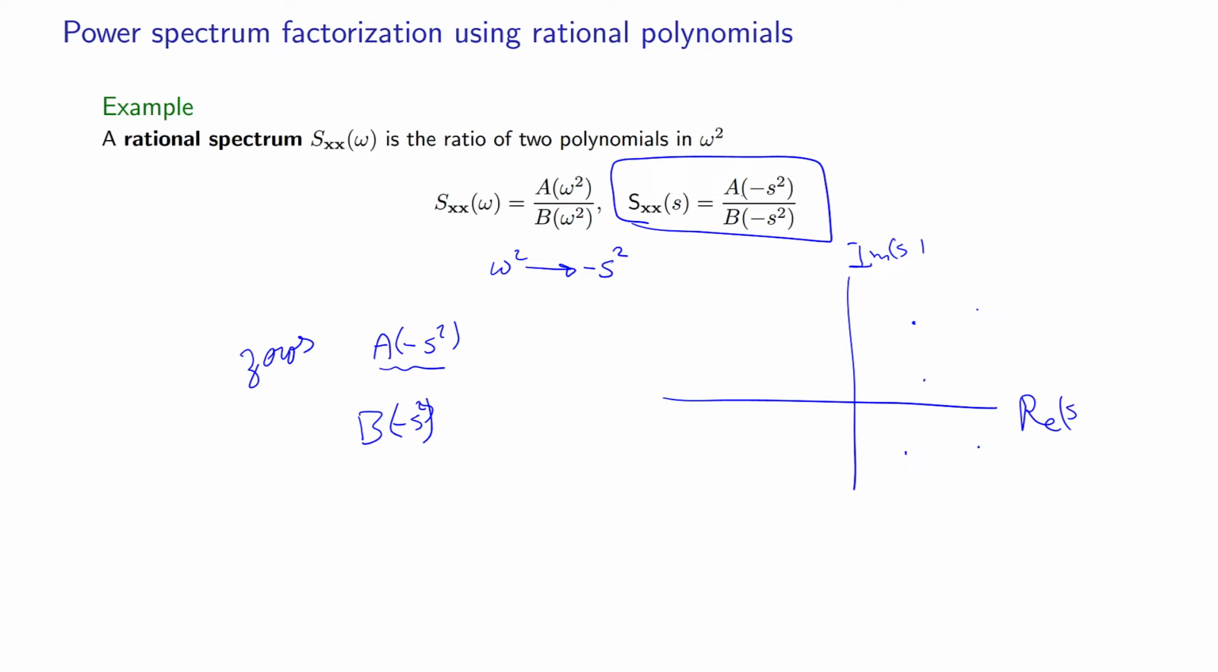So we have zeros of A. For some other points, B is 0. So this set of points are called poles and zeros of Sxx, because for the poles, this function becomes infinity, and for zeros of A, this function becomes 0. So for zeros of B, the denominator is 0, so the function Sxx becomes infinity.